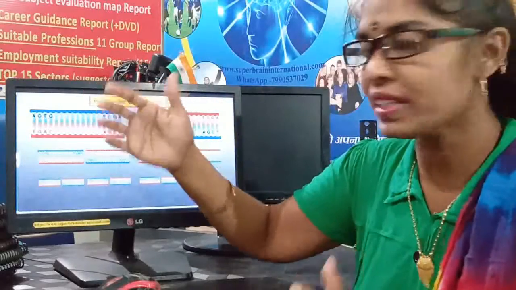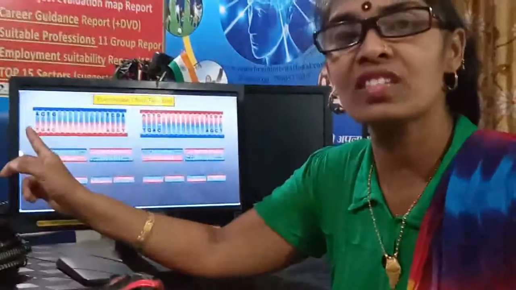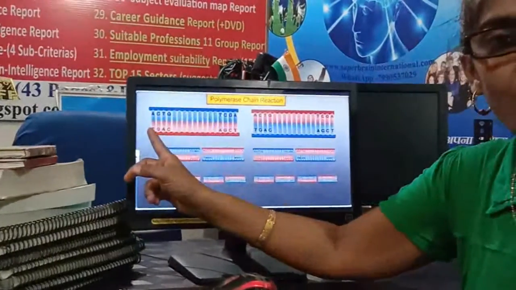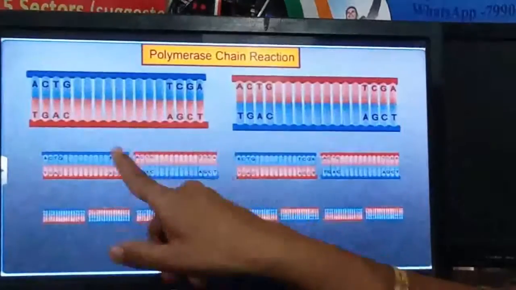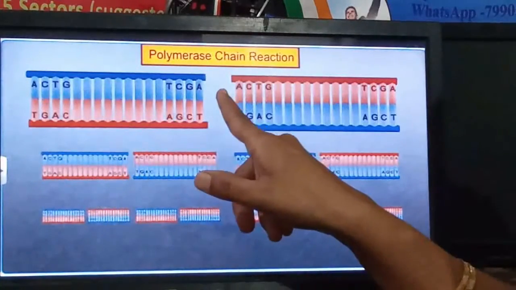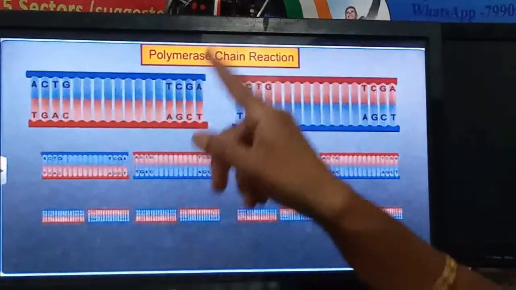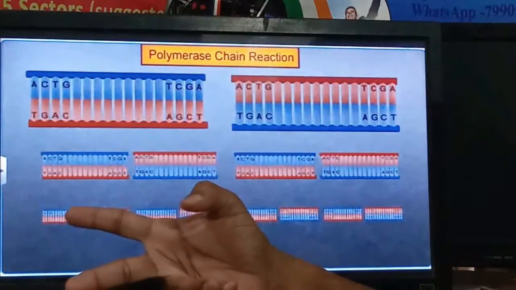Once it is separated, add a primer, then this primer will go on extending. The second strand will be formed by adding a complementary strand. On this strand also you add a primer, this will again go on extending and a new DNA strand will be formed. So in this way, from the one DNA, two DNAs will be formed.